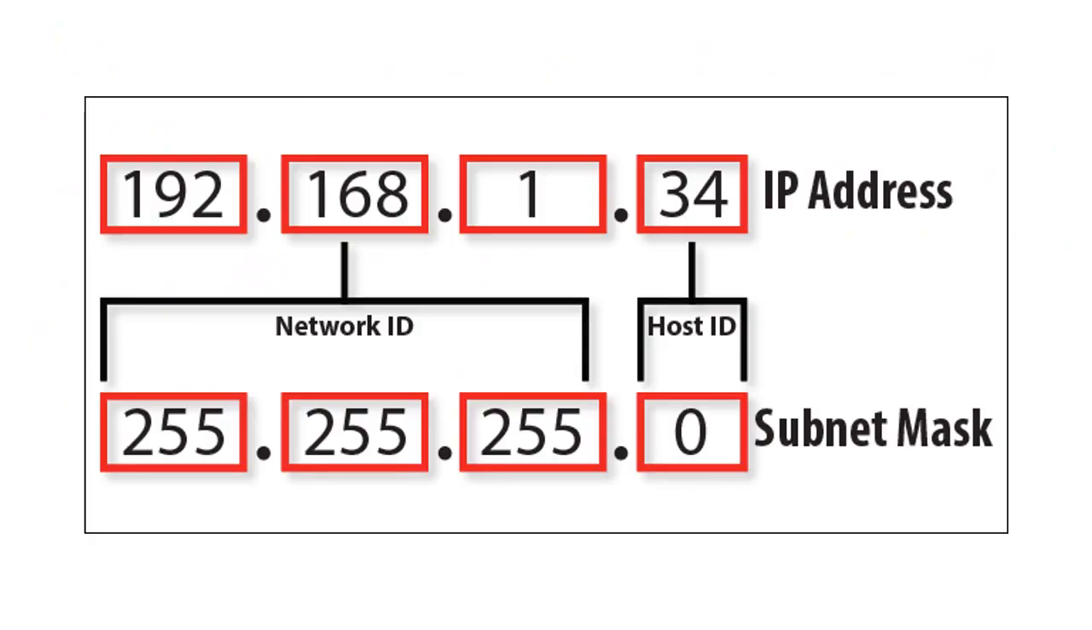There is an example indicating the host ID and network ID of an IP address. Coming to the example, 192.168.1.34 is an IP address. In that, the first 3 bytes represent the network ID and the last byte, the fourth octet, represents the host ID. The host ID is provided by the local administrator and the network ID will be provided by the NIC.